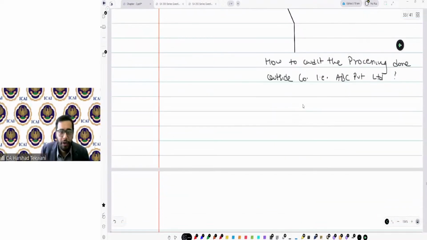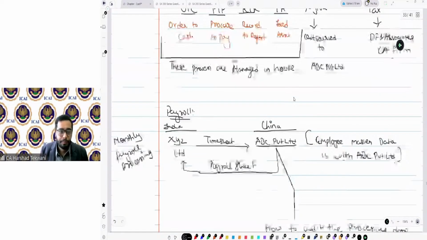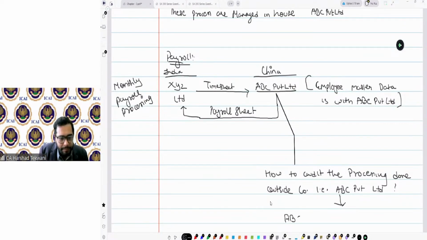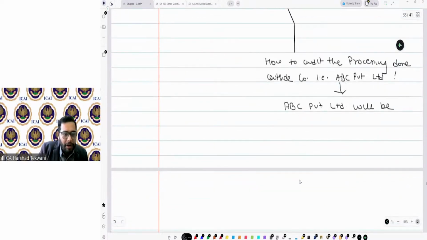So if ABC Private Limited is providing services to XYZ Limited for payroll processing, and the way they do to others also, in that case I will say that it's a service organization. So ABC Private Limited will be a kind of service organization.